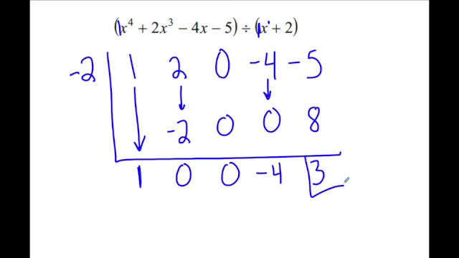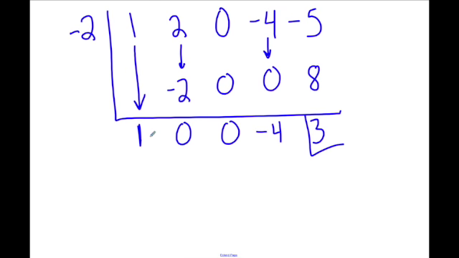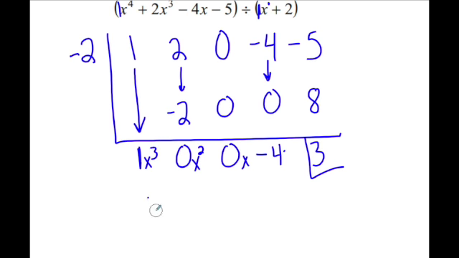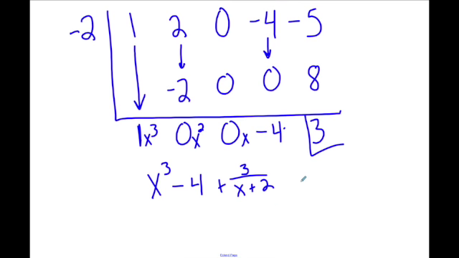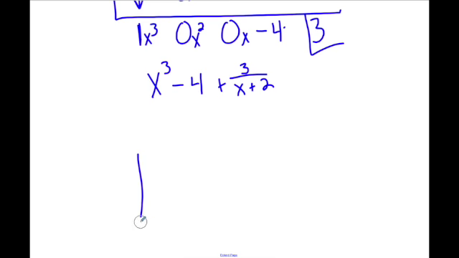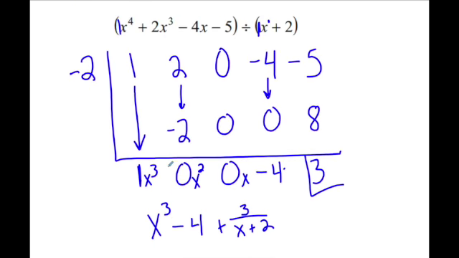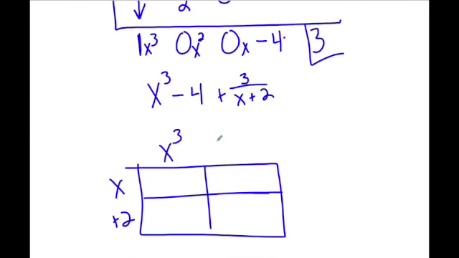Okay? So what that ends up with is, this is nothing. This is x squared, and x cubed. So we end up with x cubed minus 4 plus 3 over x plus 2. And so let's see if we try to test our answer by doing multiplication. So I've got x plus 2, okay? and I've got x cubed minus 4.